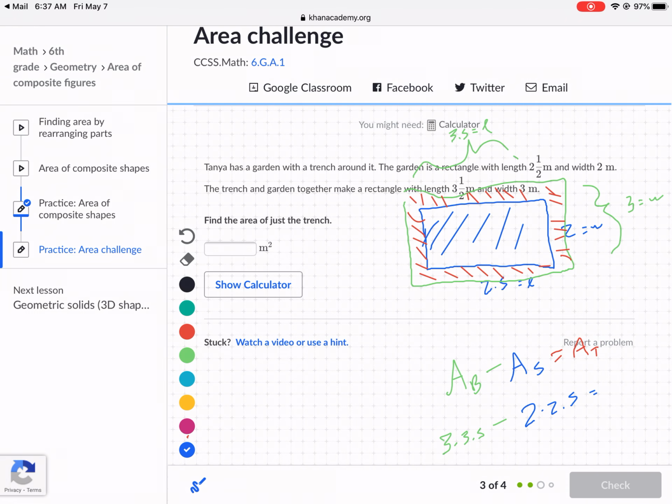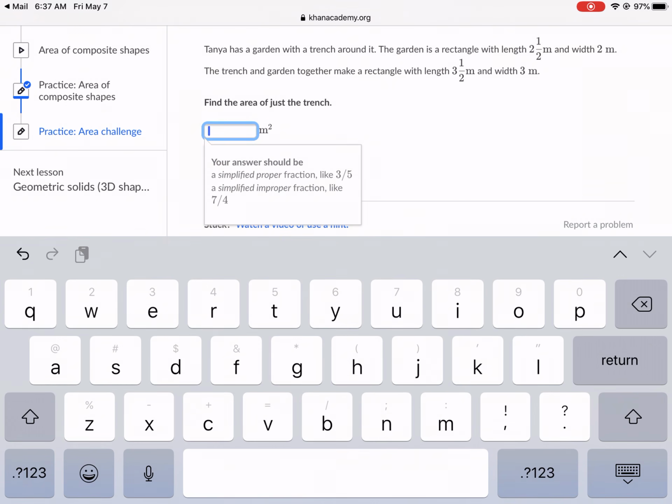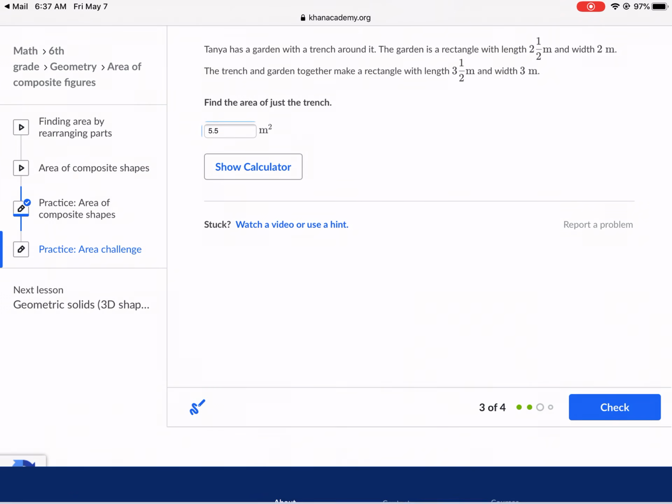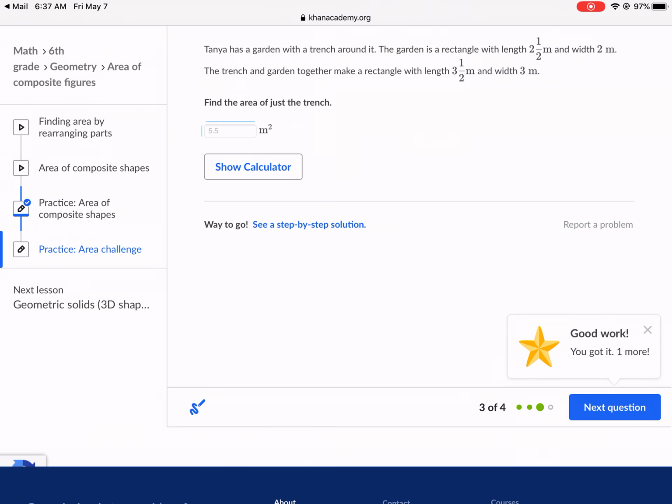So we have 3 times 3.5 for that rectangle, and we get 10.5 for that. So the green, the big rectangle, including the trench, is 10.5. 2 times 2.5 is 5. So we're going to subtract 5, and we are going to get 5.5 for the area of this trench. So 5.5. 10.5 minus 5 is going to be 5.5. So we're going to go ahead and write 5.5 meters right there. 5.5. You could probably write 5.5 too, but all right, there we go.